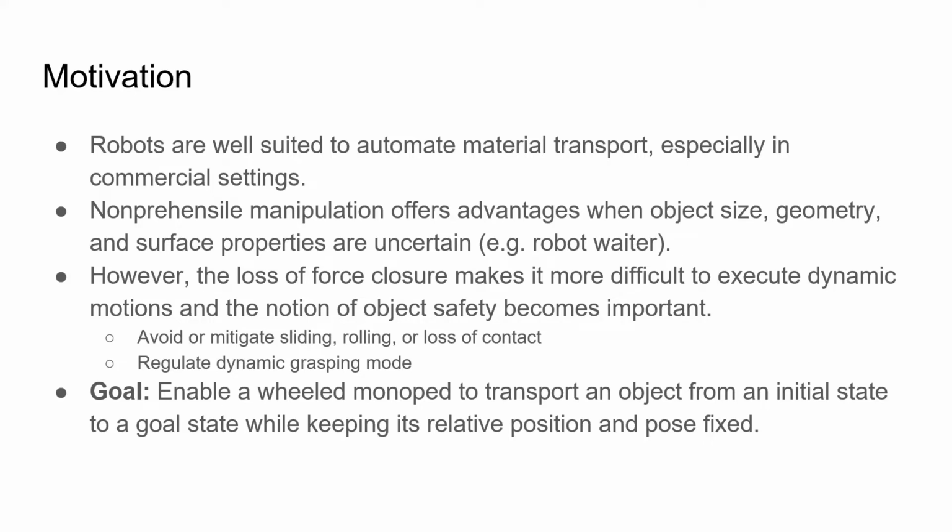non-prehensile manipulation, which has especially been difficult to implement on robots, is useful when object size, geometry, and surface properties are variable. The loss of force closure makes dynamic motion planning difficult since there are many contact modes, such as sliding and rolling, that the object can undergo.